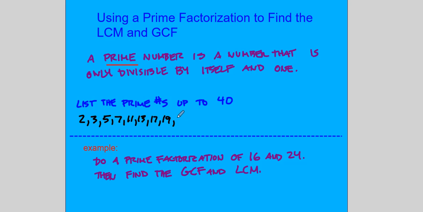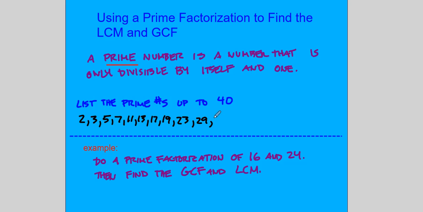22 is not, it's even. 23 is a prime number because the only factors are 1 and 23. 24 is not, it's even. 25 is not, 1, 5, and 25 are the factors of 25. 26 is not, it's even. 27 is not, 1, 3, 9, and 27. 28 is not, it's even. 29 is a prime number. The only factors are 1 and 29.